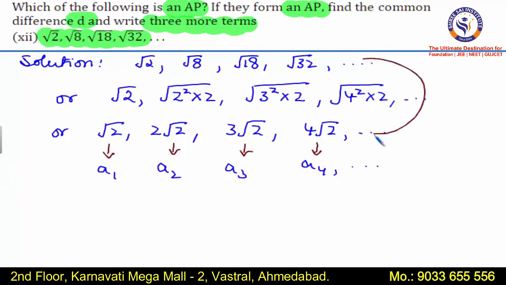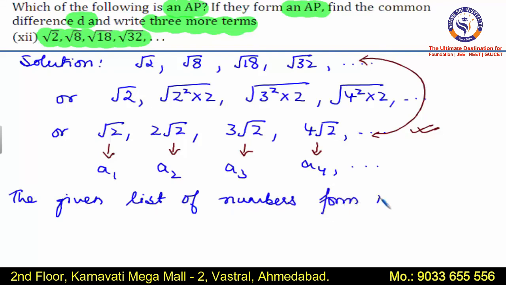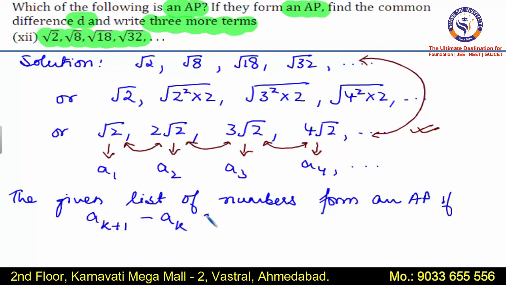Since these two lists of numbers are the same, we will check whether this list of numbers forms an AP or not. Now we know that the given list of numbers forms an AP if the difference between any two consecutive terms remains the same. That is, a2 minus a1 is equal to a3 minus a2 is equal to a4 minus a3, and so on. Or in other words, if a(k+1) minus ak always remains the same.